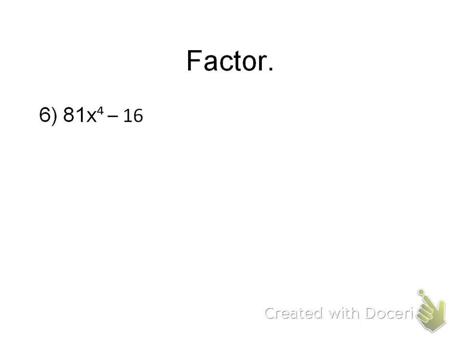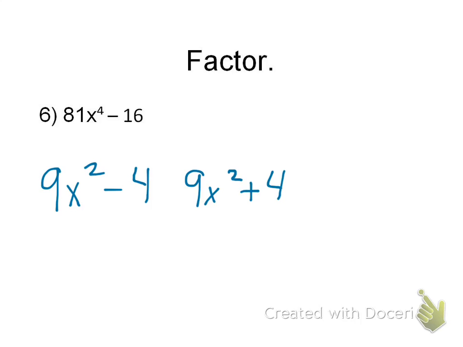All right. Next. What do we think? Yeah, it's definitely a difference of 2 squares. What's the square root of 81x to the 4th? 9x squared. So I'll have 9x squared and 9x squared. What's the square root of 16? 4 and 4. One gets a plus, one gets a minus.